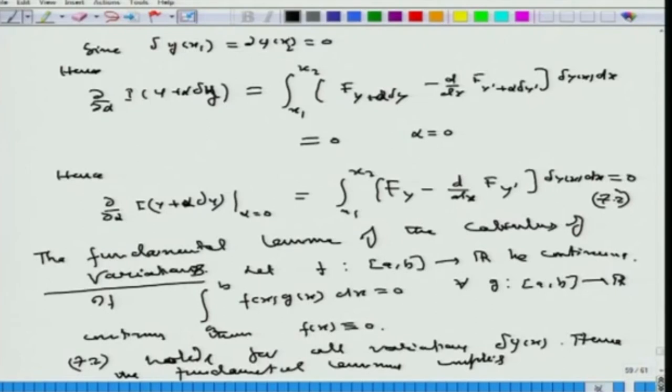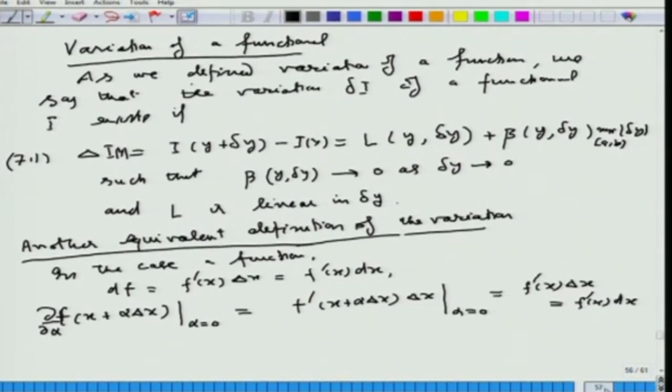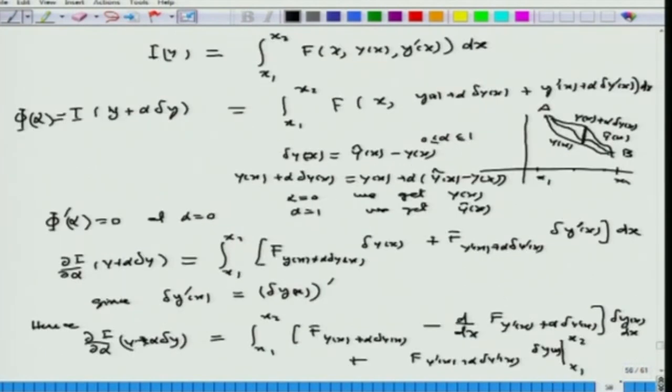For this functional, we considered as the first step the simplest one, where I y is given by the integral from x 1 to x 2 of f of x, y, y prime x dx. Here y is assumed to satisfy certain additional conditions beyond continuity, because this integral involves y prime, so the integral should be defined in the sense of Riemann. So, y is assumed to be in the admissible class where y prime has a smoothness property.